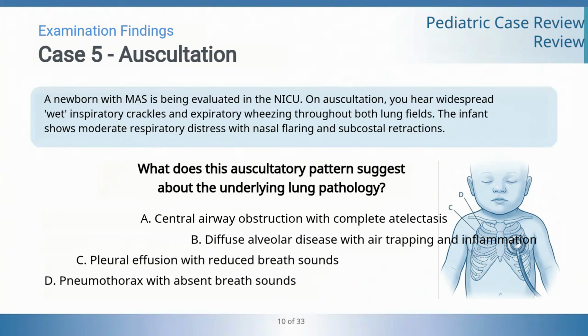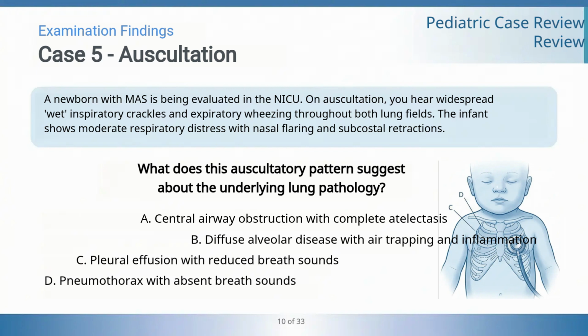On auscultation, you hear widespread wet inspiratory crackles and expiratory wheezing throughout both lung fields. The infant shows moderate respiratory distress with nasal flaring and subcostal retractions. What does this auscultatory pattern suggest about the underlying lung pathology?